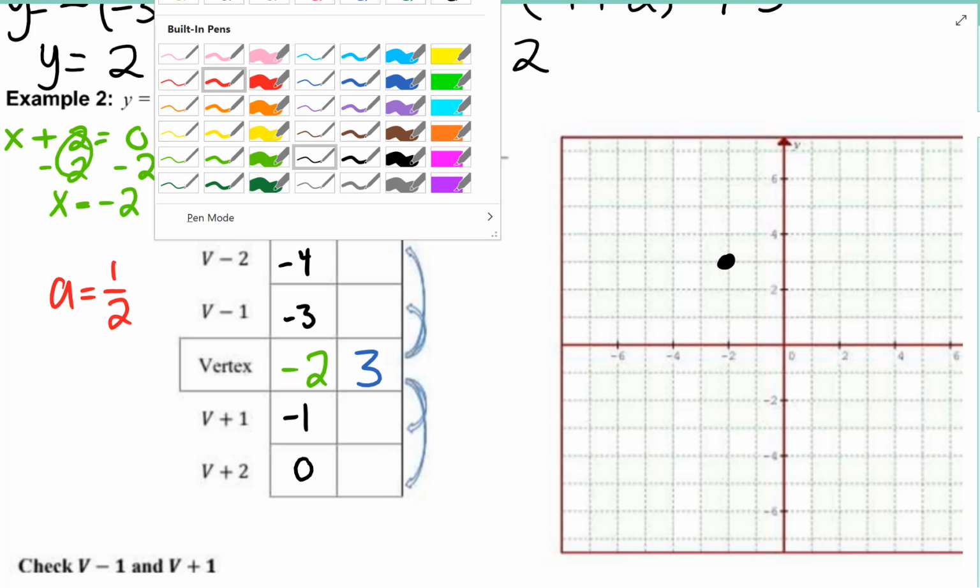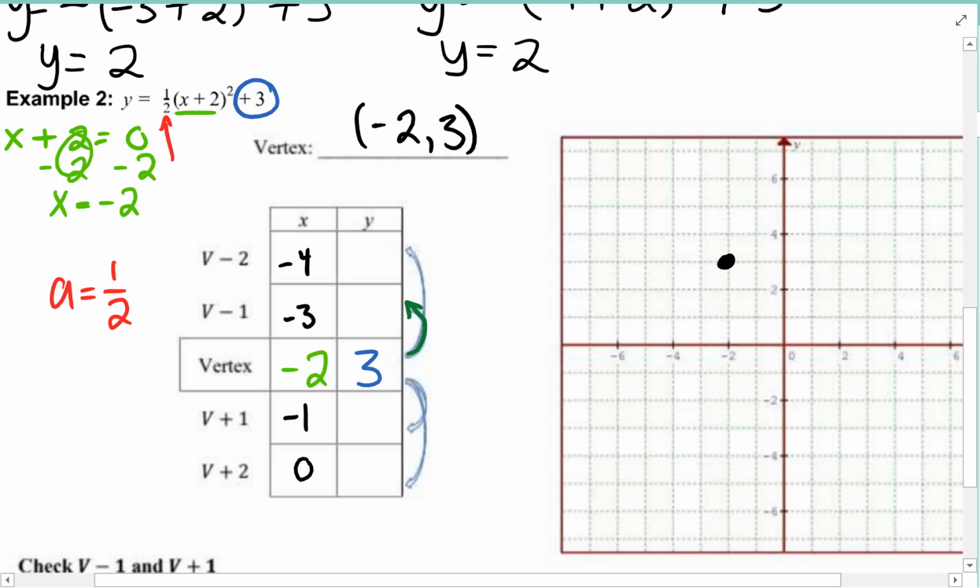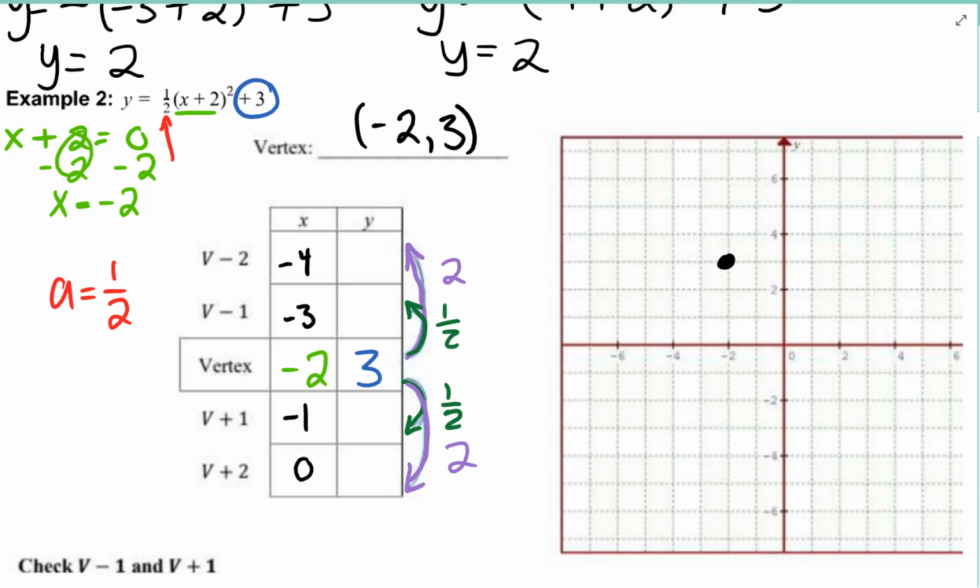So the rise 1 unit away from the vertex will be A, which is 1/2. And the rise 2 units away from the vertex will be 4A. Ooh, what is 4 times 1/2? That's 4 over 2, which is 2. So 2 units away from the vertex, we will rise 2. 1 unit away from the vertex, I rise 1/2 a unit. Halfway.